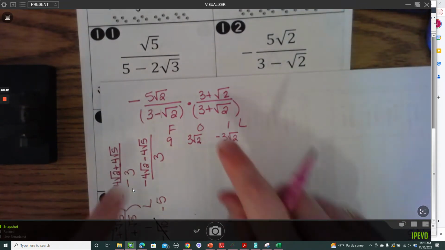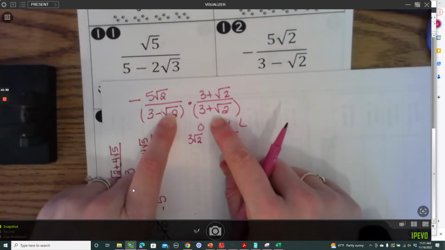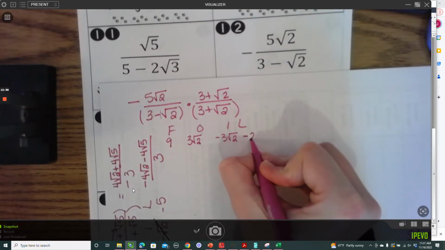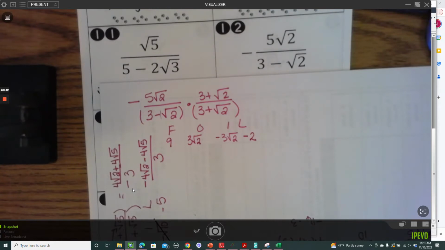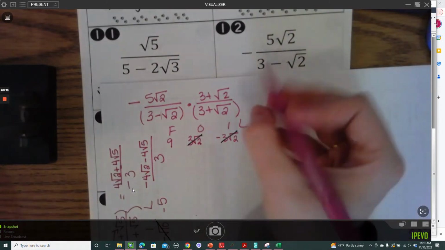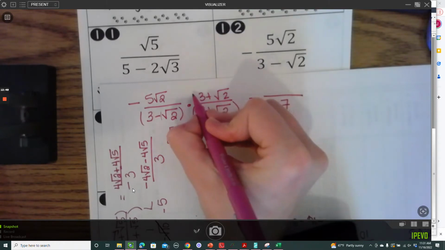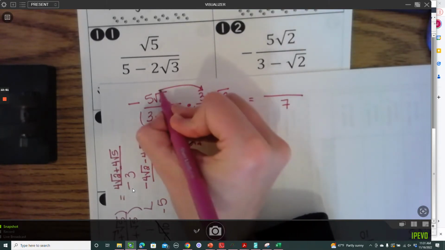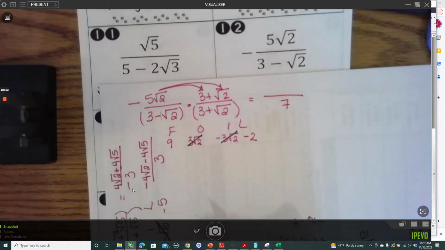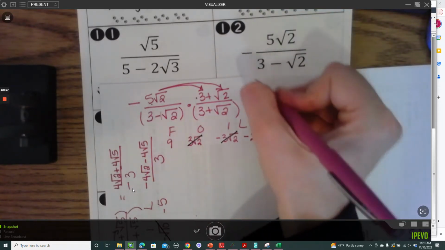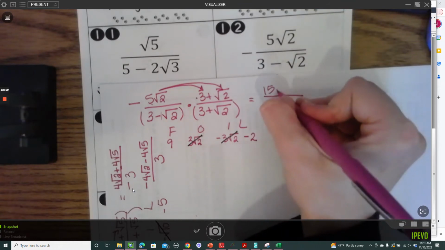Don't drop a negative. And then, negative square root of 2 times positive square root of 2 gives me a negative 2. So these cancel. 9 minus 2 is a 7. All right, and then we're going to distribute this monomial. So 5 times 3 is 15. Tack on the square root of 2.